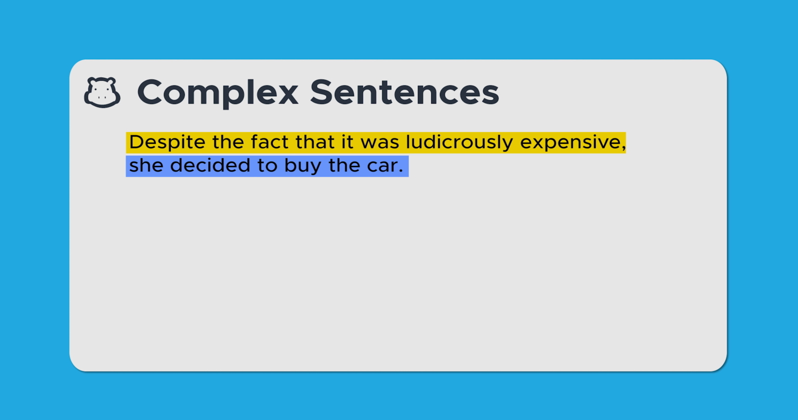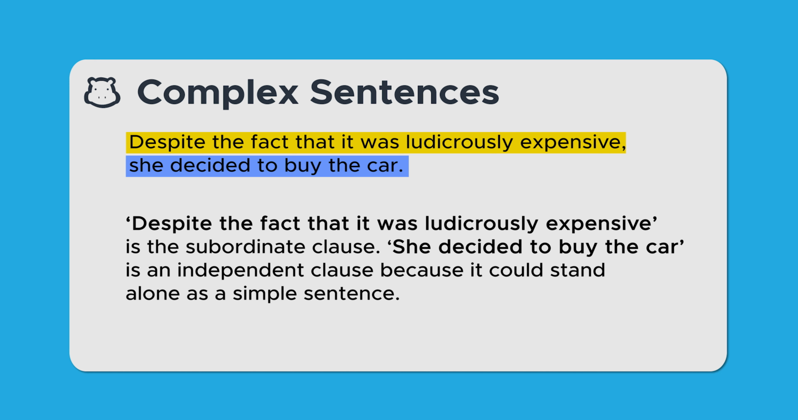Despite the fact that it was ludicrously expensive, she decided to buy the car. Despite the fact that it was ludicrously expensive is the subordinate clause. She decided to buy the car is an independent clause because it could stand on its own as a simple sentence.